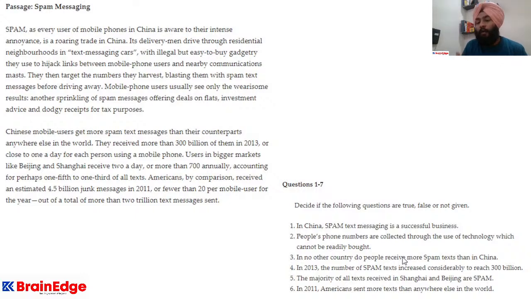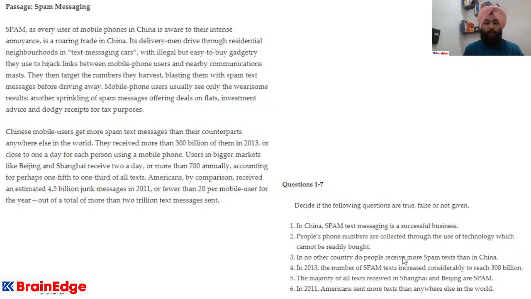They were about, sorry, the texts increased considerably to reach 300 billion. Okay. So this question is saying that they were very near to 300 billion. That means they did not exceed the mark of 300 billion, but they were very near. About, you can say 297, 298. They were less than that, right?